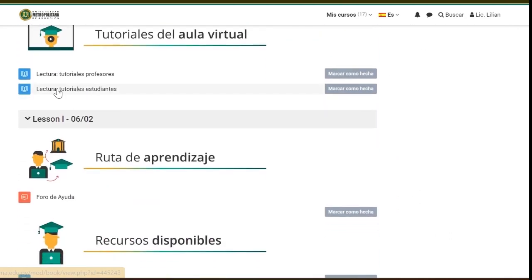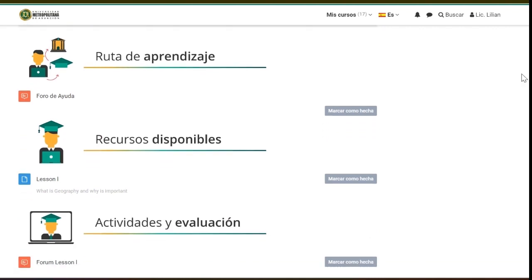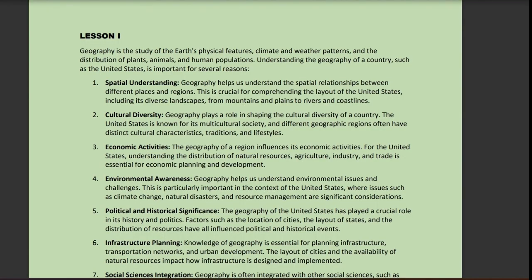Today we are starting with lesson 1, speaking about what is geography and why it's important. So let's go. To know the geography of the United States, first we have to know what geography is.